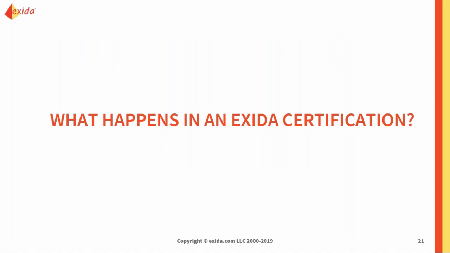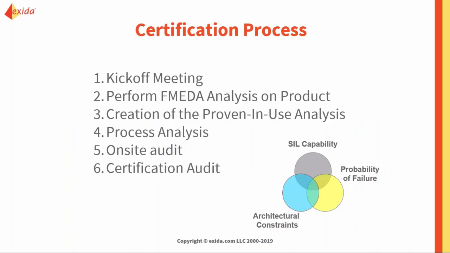So now we know all of the 3 barriers. So how does this information get to a product? How does this product get done? Where is this information found? Well, a lot of it happens in a certification process. So in the certification process, when we look at a device, we always start with a kickoff meeting.